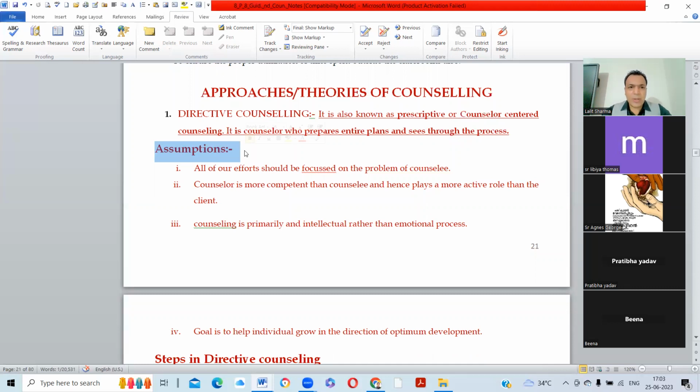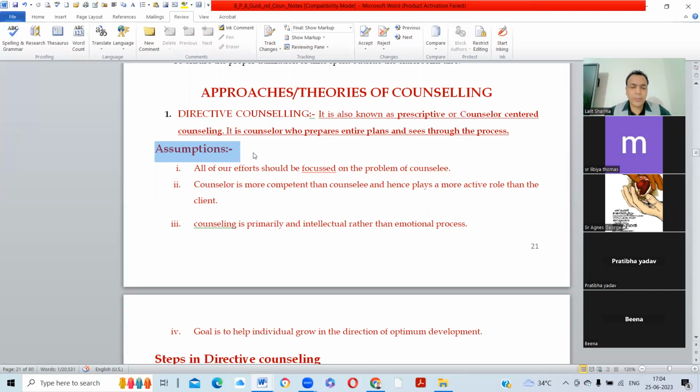Because under the approaches of counseling, you have to talk about three types of counseling: directive, non-directive, and eclectic. All three you have to define. Then you have to talk about assumptions, then advantages and disadvantages. Then your answer is completed.